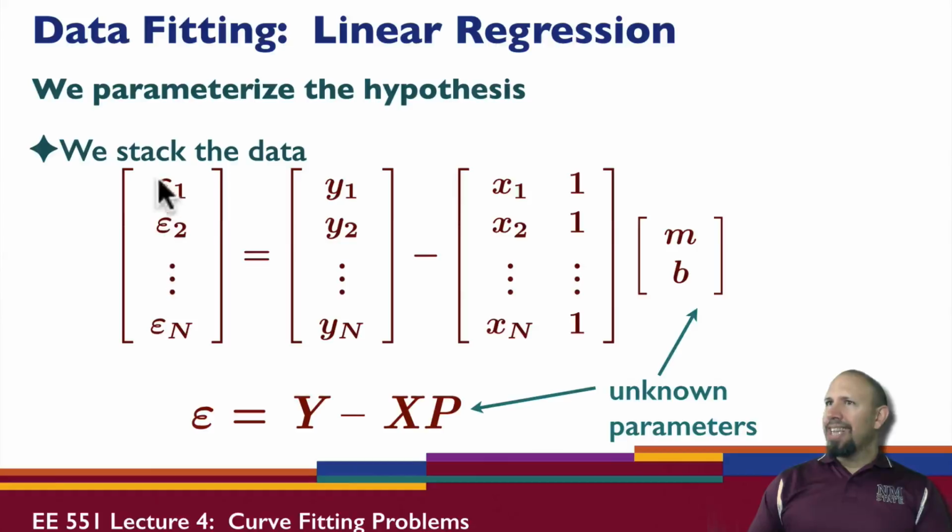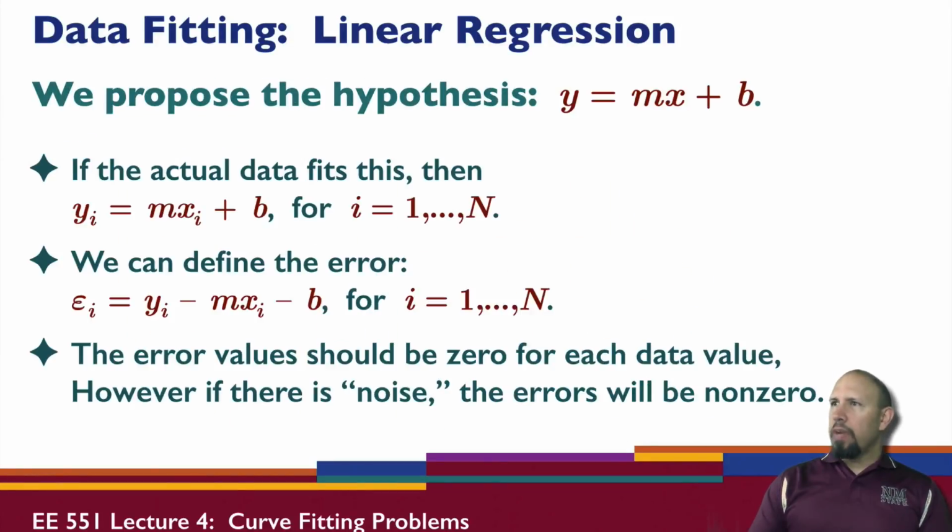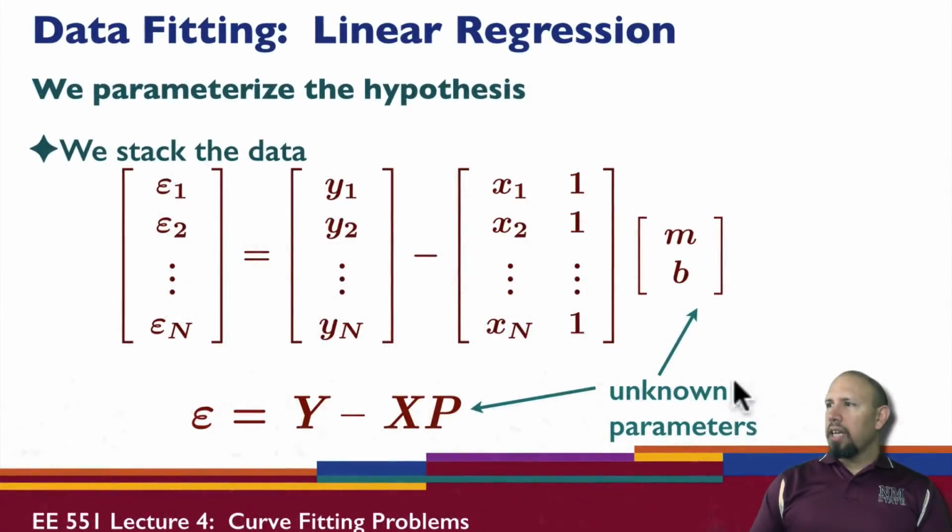We can stack the data into this matrix equation. This is the values of y stacked into a matrix. X values are put into this matrix along with the values of 1, and then m and b are the same for all. So each row of this matrix basically corresponds to a line like this equation here. In this case, m and b are our unknown parameters. Y and x we know. Those are the values that we got by experiment.